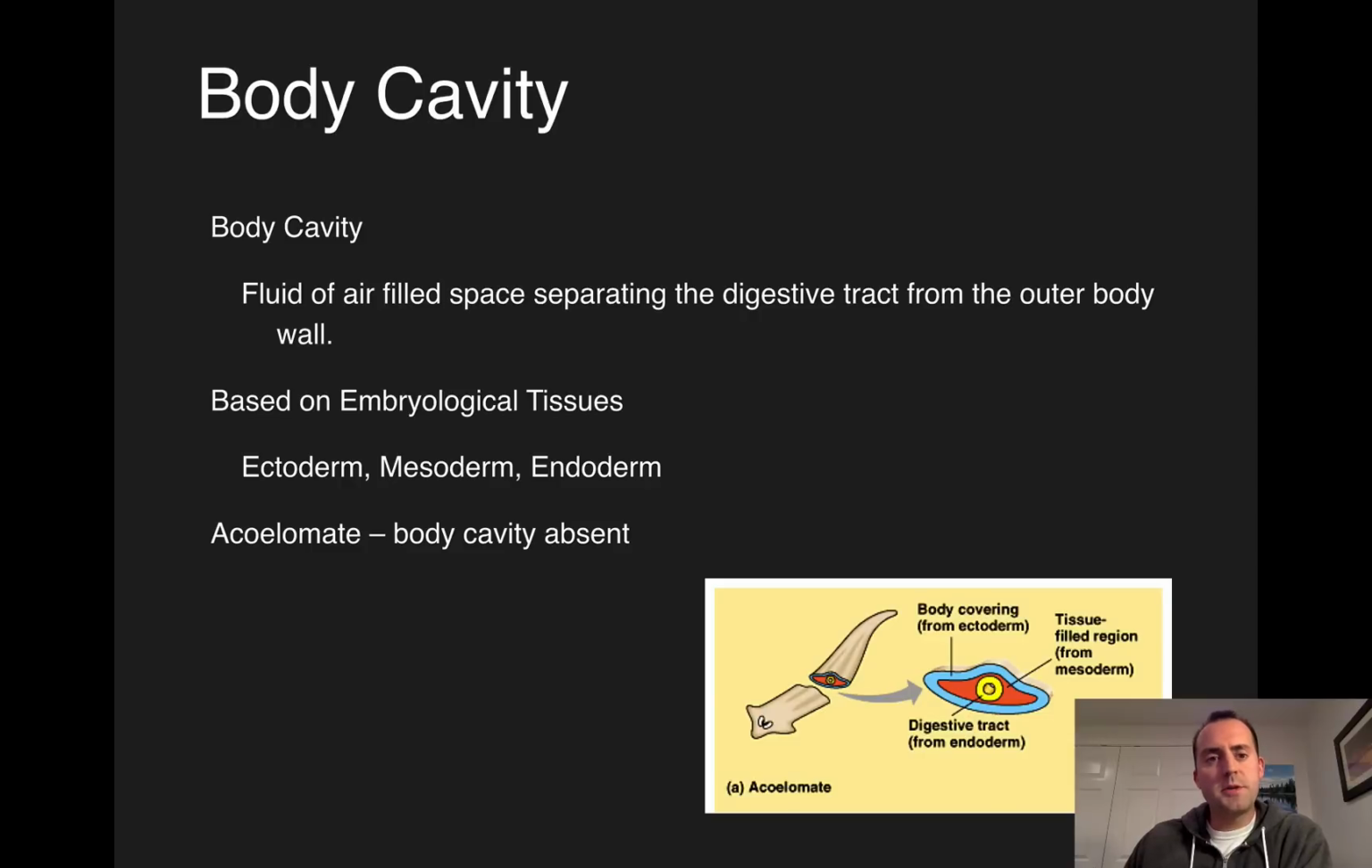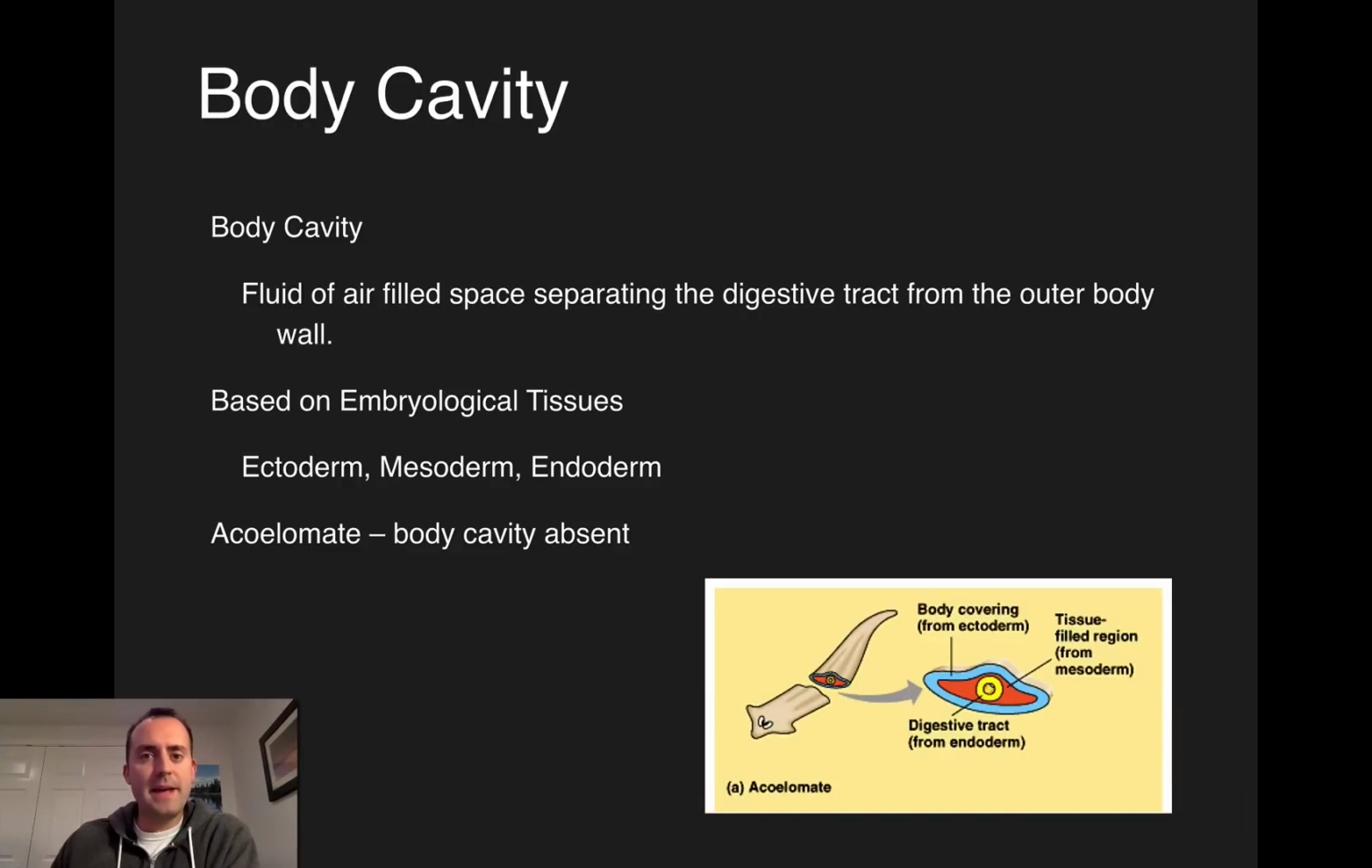Now that we've talked about symmetry, we're going to talk about body cavity. Body cavity, if you think of it, is where all your organs fit inside of you. So we have several different kinds of body cavities, but we first have to learn that basically the body cavity is based on the embryological tissues that develop as we're developing before we're actually born.